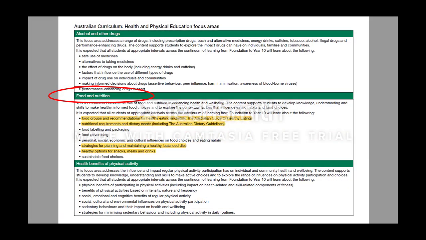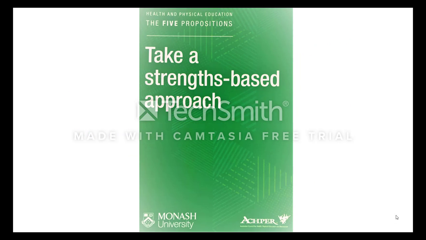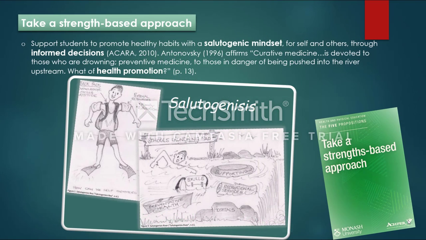Strategies and healthy options are expressed through investigation and creation of healthy eating posters. The first of two propositions I used to critique this resource is, take a strength-based approach. Antonovsky, 1996, coined the term salutogenic. In health, this suggests promoting the benefits of good health rather than focusing on restorative motivations involving preventions and cures.